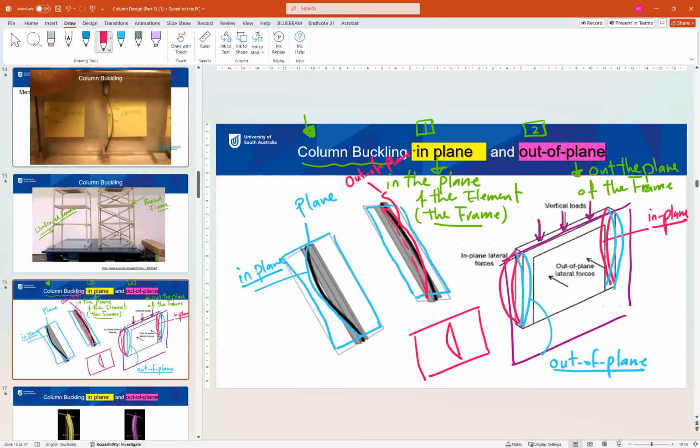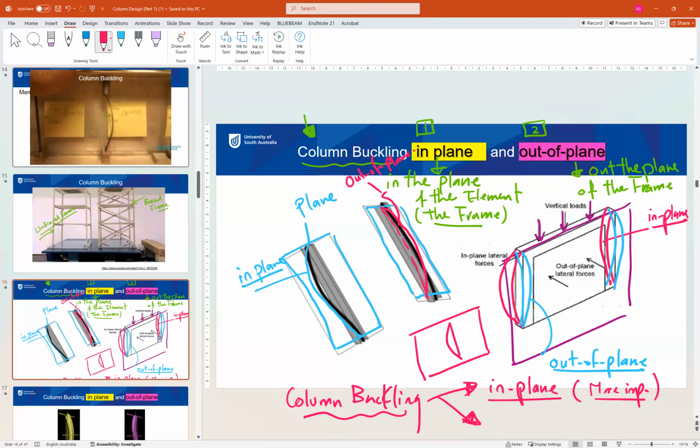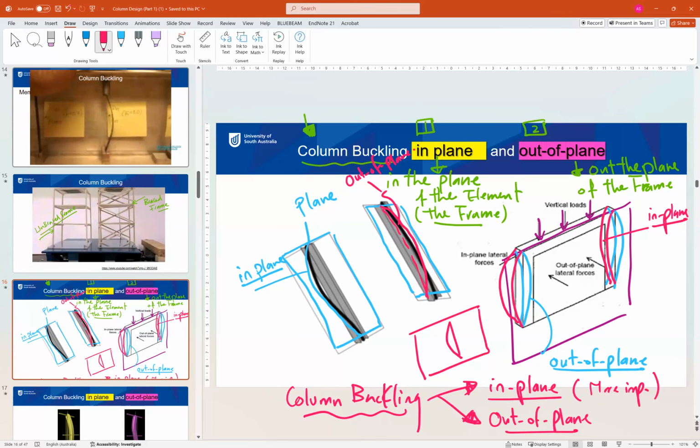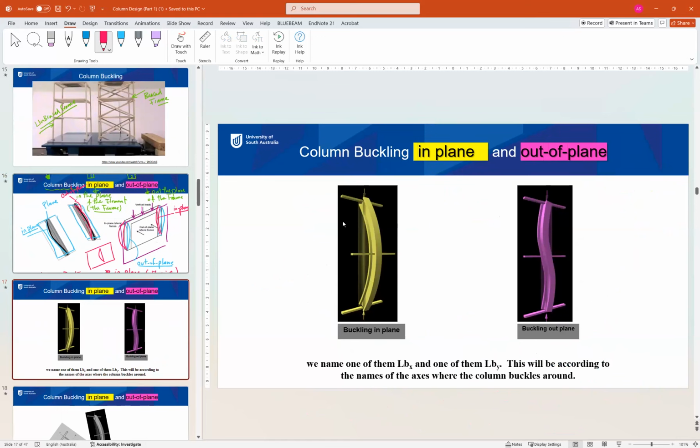So when we investigate column buckling in our design, we should check two buckling types. Buckling in plane, and this is more important to us, and out of plane. The next slide will show us a better understanding of buckling in plane and buckling out of plane.